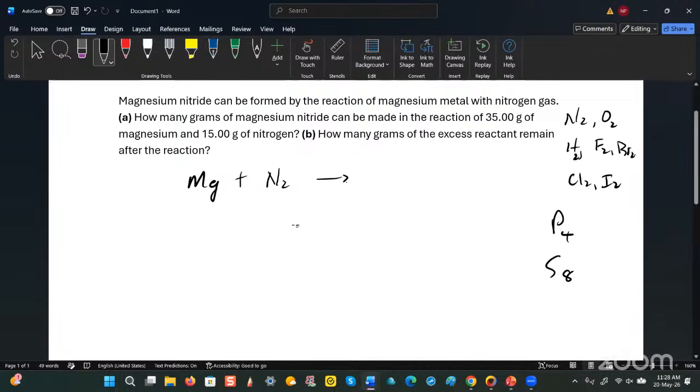So what would be the product, again based on the information provided in the question? And there's only one product. Magnesium nitride. So what would be the formula for magnesium nitride? You may need to use the table which has the list of common ions. What I would do is look up the formula for the magnesium ion and then look up the formula for the nitride ion.